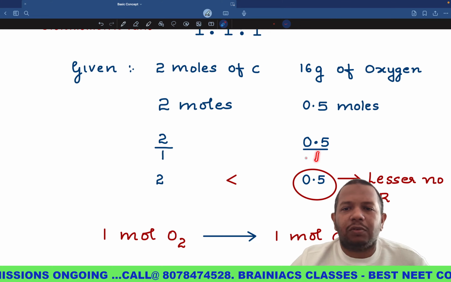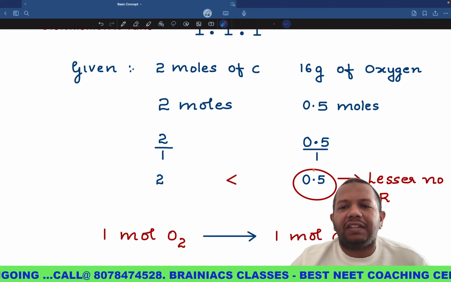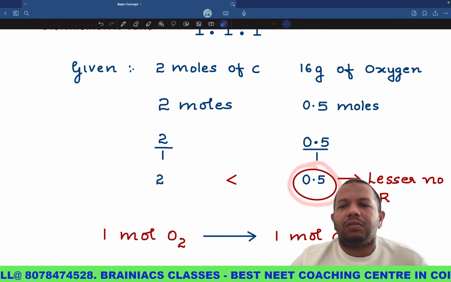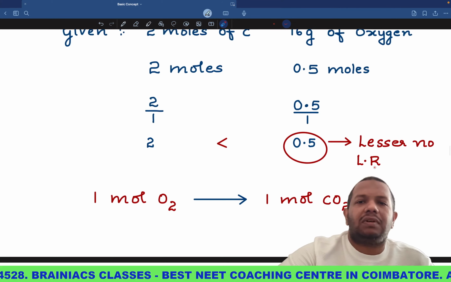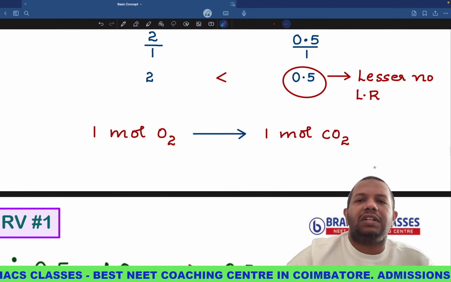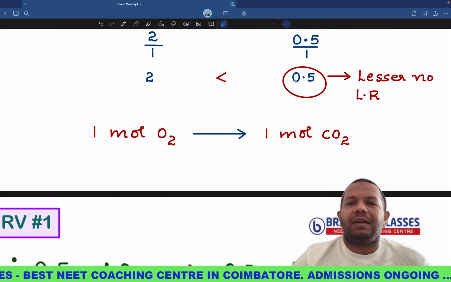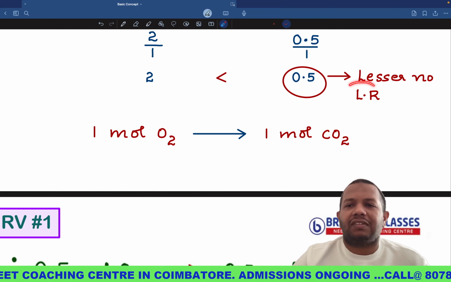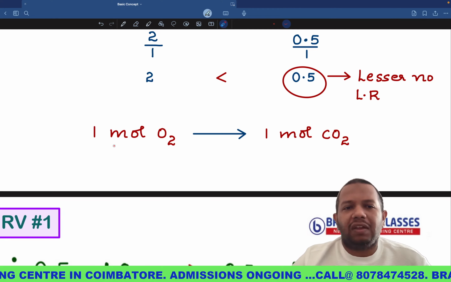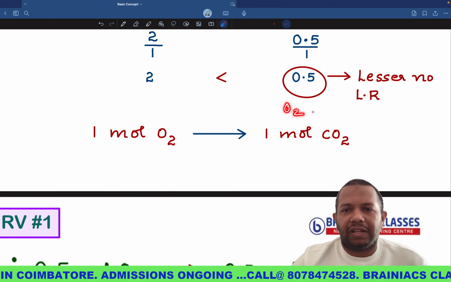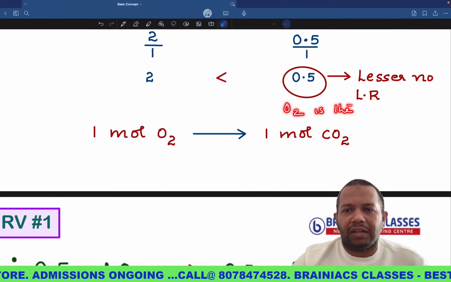Here, divide by the stoichiometric ratio. Again we can see that this number is very less. So this corresponds to oxygen. Okay, this corresponds to oxygen. So I can say 0.5 is the lesser number. So there is a limiting reagent. So again we need to write: oxygen is the limiting reagent. O2 is the limiting reagent.